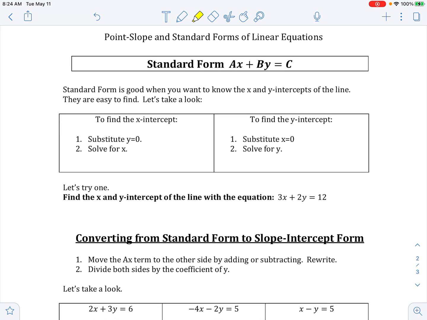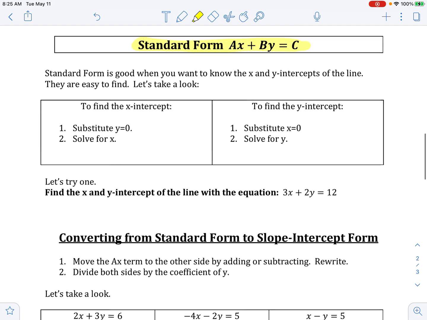Standard form is yet another form of a linear equation, and we'll talk about this one in a little bit more detail as it relates to graphing. But we're going to take a look at two things here. Standard form is good when you want to know what the x and the y intercepts of the line are. It's actually easy to find. So if you need to find 2 points on the line, with a line that's written in standard form, the easiest thing to do is to find the x-intercept and the y-intercept. And so what I've done is I've broken down the process of finding those two things into very simple steps.